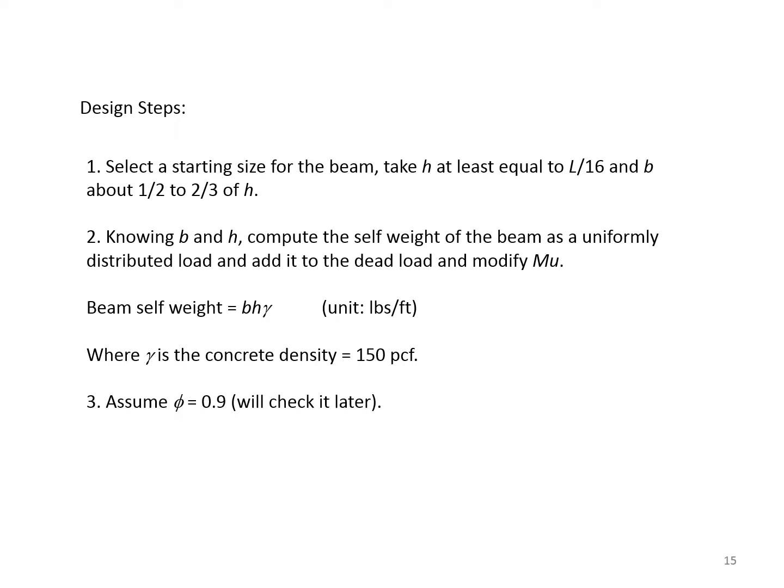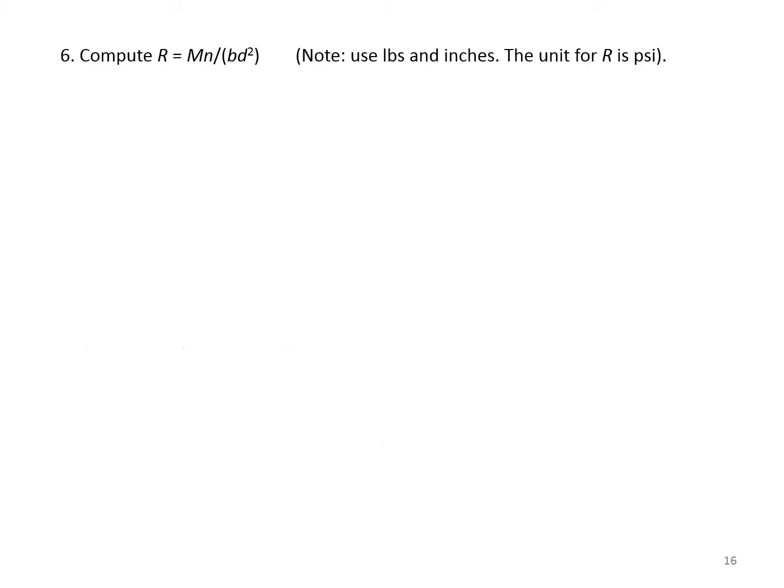Step 3. Assume phi is equal to 0.9 and we will check it later. Step 4. Assume d as h minus 3 inches, for example, as a start. Step 5. Take Mn equal to Mu divided by phi. This is the required resistance for the beam. Step 6. Compute the parameter R, which is Mn divided by bd squared. We use pounds and inches in this equation, and the unit for R would be psi.